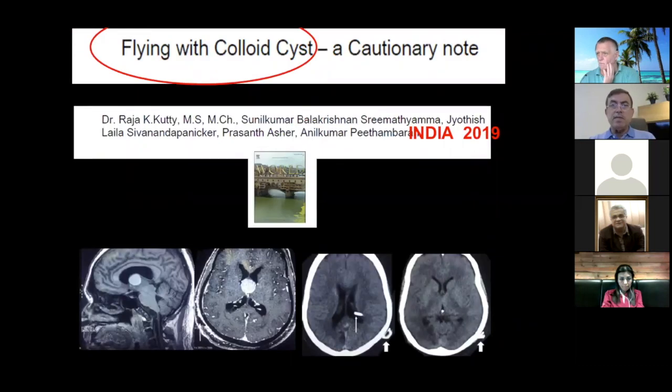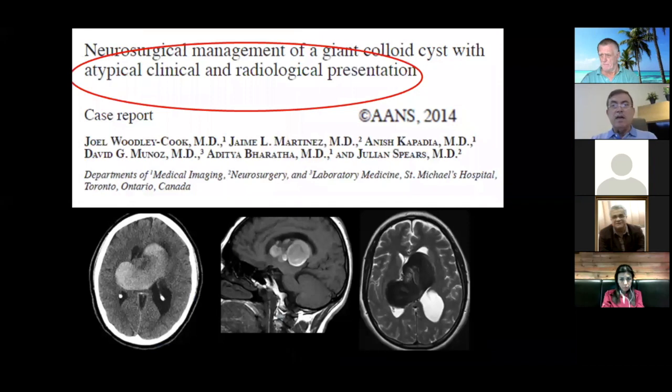From India, this paper, again, this is a very interesting paper. I really enjoyed reading it. It's called Flying with a Colloid Cyst. This was published in India. This is about an Indian patient who was traveling from India to the Middle East, having a job there. He complained of headache. Should I go, should I not? He wanted to go to work in the Middle East, jumped into the airplane, arrested during the flight, and was saved in the last minute. Here again, they can really attain very giant size with calcifications and hemorrhage.